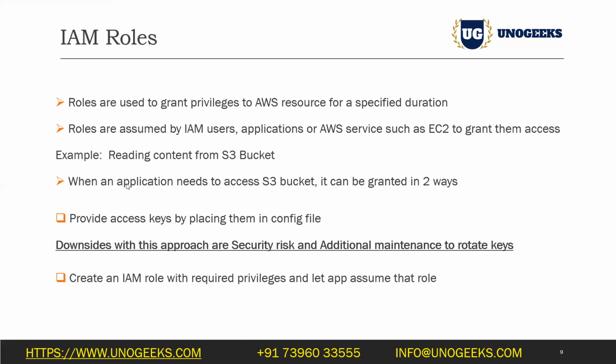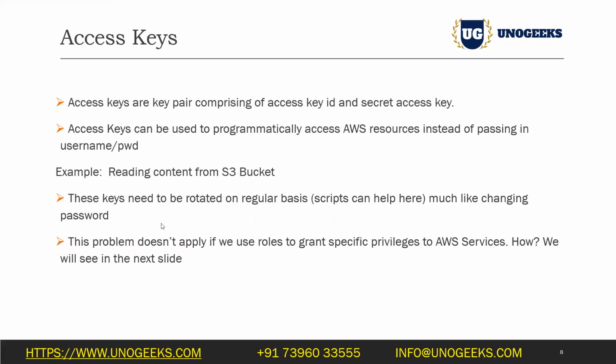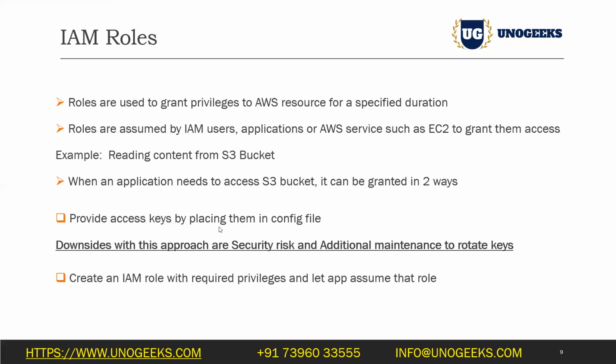What is the best way? When an application needs access to an S3 bucket, and S3 is just an example, you could replace it with any other potential use case, you can do it in two ways. You can provide the access keys of the user and place them in the config file, so the application looks at the config file, picks up the access key ID and secret key, and then gets access to the S3 bucket.